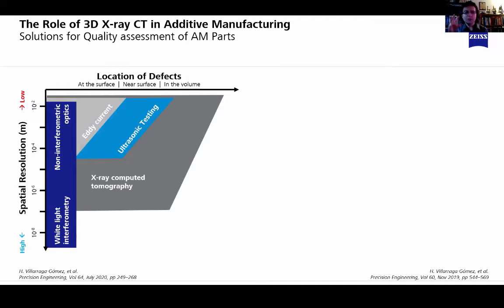For example, white light interferometry, which has very high resolution capabilities, but is limited to scanning the surface. There are also eddy current techniques and ultrasonic testing, and they can certainly penetrate the part, but have limitations in the achievable measurement resolution. As of now, the technology that can reconstruct the full volume of a part, including external and internal surfaces, is 3D X-ray computed tomography. And it can give you image spatial resolutions down to nanometers.